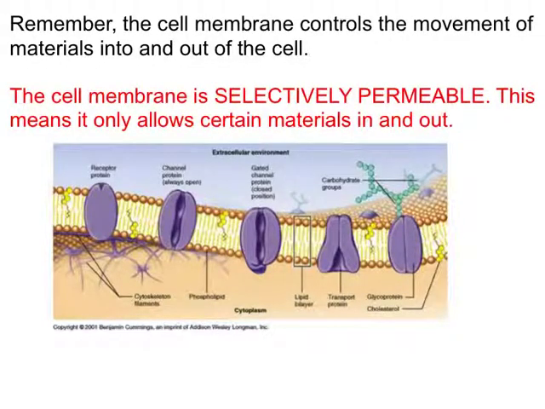Remember, the cell membrane controls the movement of materials into and out of the cell. That's the definition of what the cell membrane is. It's important to note, however, that the cell membrane is selectively permeable. And what that means is that it only allows certain materials in and out. It doesn't just do this passively, though. It does it selectively. So it picks and chooses what it wants to come in and what it doesn't want to come in, to a certain extent, which is a good thing. Gives the cell control over what it brings in and what it releases.